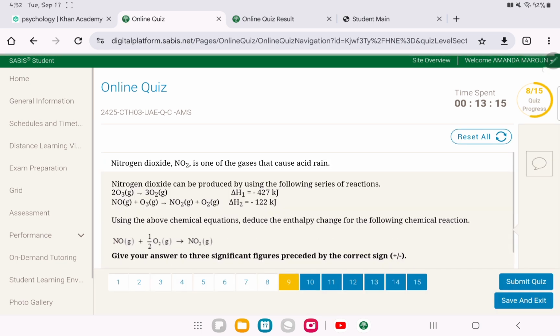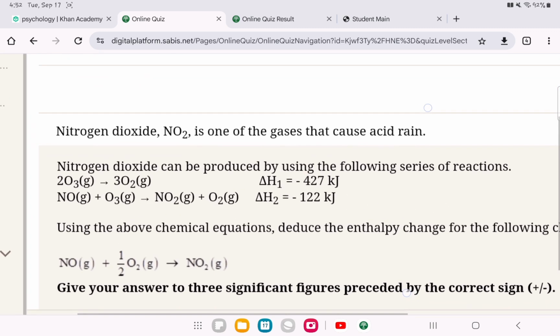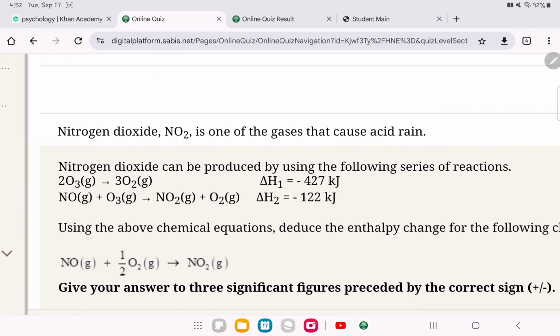Question number 9. This is very important. Nitrogen dioxide can be produced by using the following series of reactions. This is a very, very important question. So what do we do? We look at the final equation that we need to get.